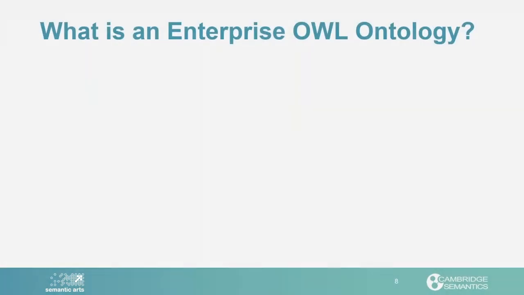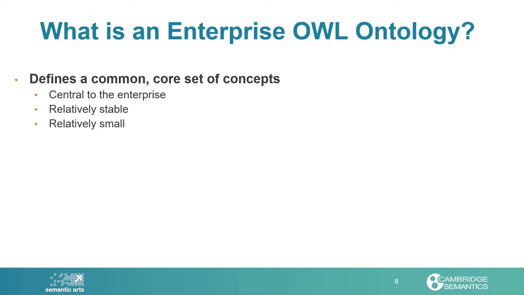So now I'm going to talk a little bit about what an enterprise OWL ontology would be. And this is really the bread and butter of a lot of the work that Semantic Arts does. We go into organizations and we help them make sense of the information they have in their data systems. And part of it is just figuring out what all this data is about. And a lot of times our initial engagement will be to create something called a core ontology. We say think big, start small.